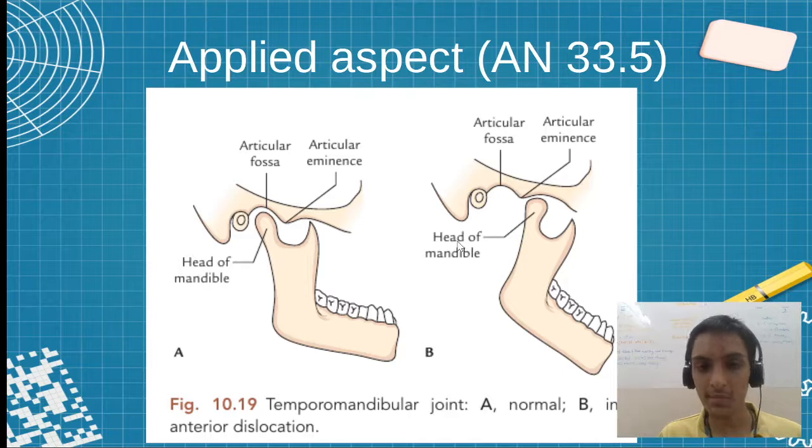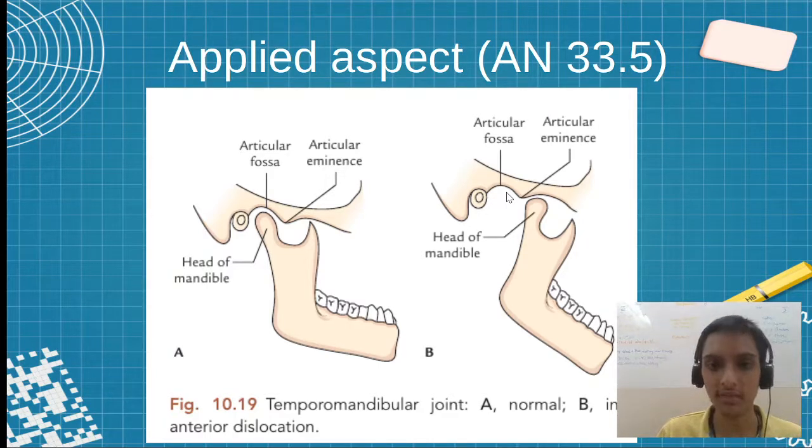Now, applied aspect, let us see the TMJ dislocation. So this is our normal TMJ, we can see here. This is the dislocated TMJ. So the mandible is dislocated from the mandibular fossa, and this is commonly an anterior dislocation.